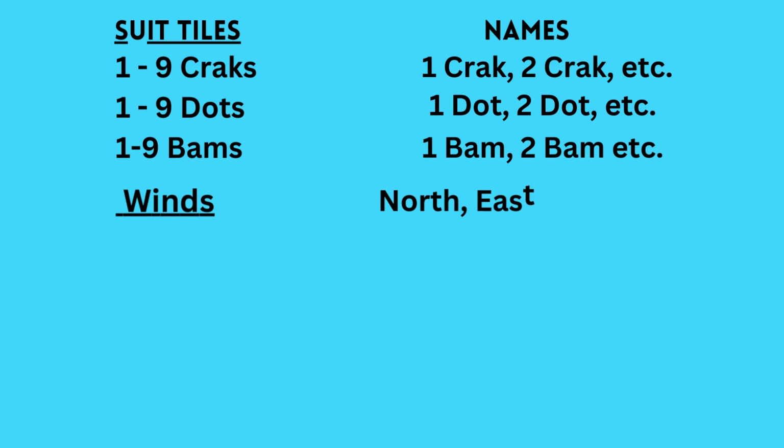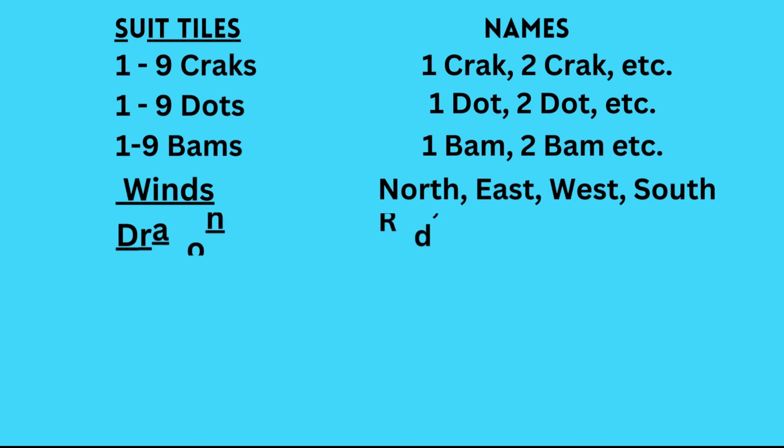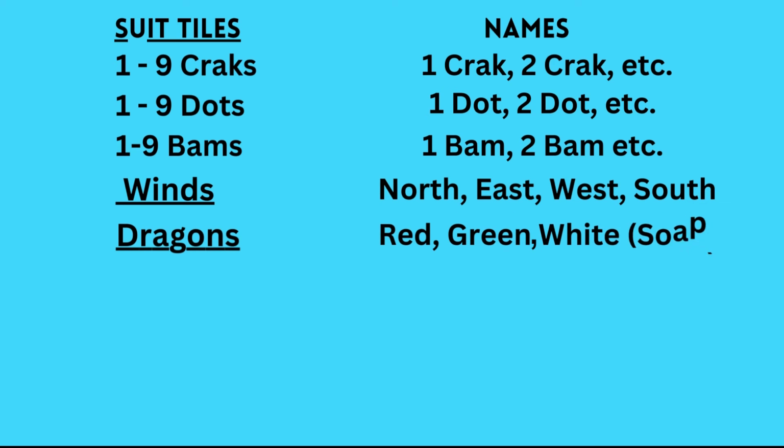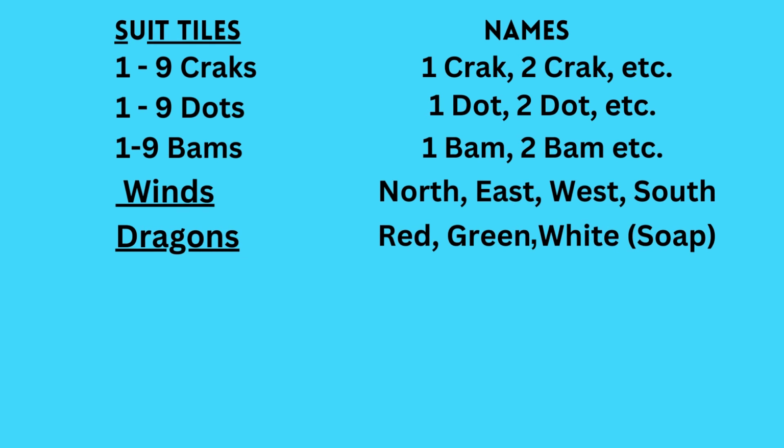The next we have are our wind tiles, and those are simply named by the wind directions, north, east, west, and south. The dragon tiles are named by their color, with the exception of the white dragon, which also can be named soap. So red, green, white, or soap. And we have our flowers. And our flowers are named simply flower. A flower is a flower is a flower. You do not add on the number or season abbreviation on the tiles to name them.